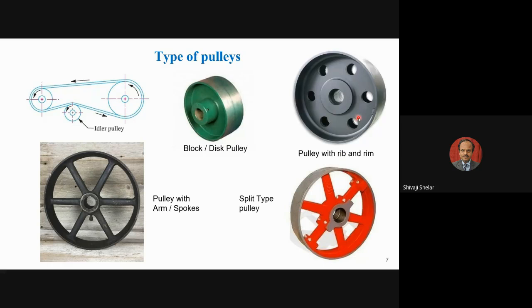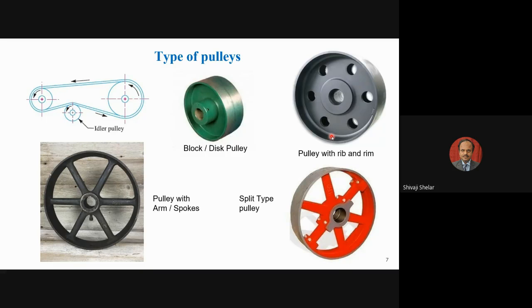Now to reduce the weight of the pulley, they may have holes, but they should not hamper the strength of the object too much. The holes will be provided such that they will not hamper the strength, but they will reduce the weight. So the rib and rim type pulley will be used once the diameter is increasing. Again, this may be of cast iron material as well as steel material. Nowadays, aluminum pulleys are also being used to some extent.